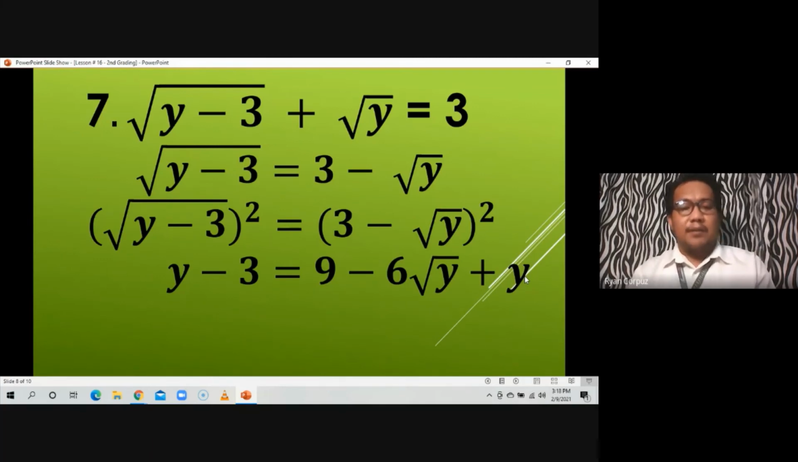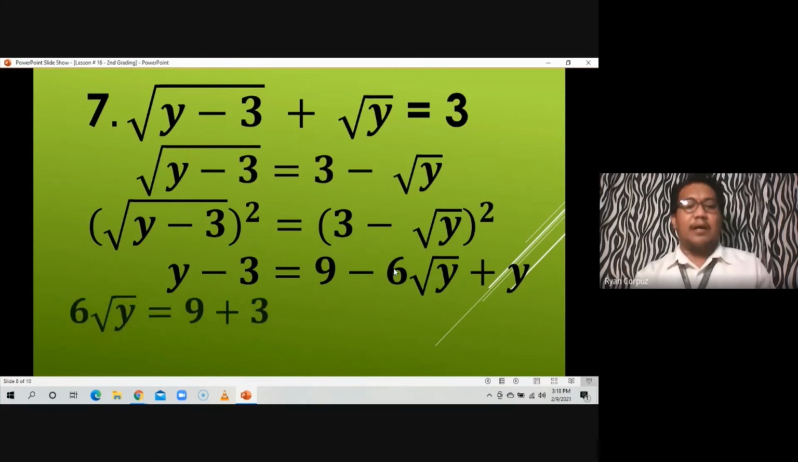Then let's combine similar terms. Obviously, yung y here, saka yung y na nandito, may eliminate na. Kasi pag minove mo yung y doon sa kabila, magiging y minus y na sila. Obviously, that will be equal to 0. So ito lang ang meron tayo. So move mo yung negative 6 square root of y to the left side, then move mo yung negative 3 to the right side.